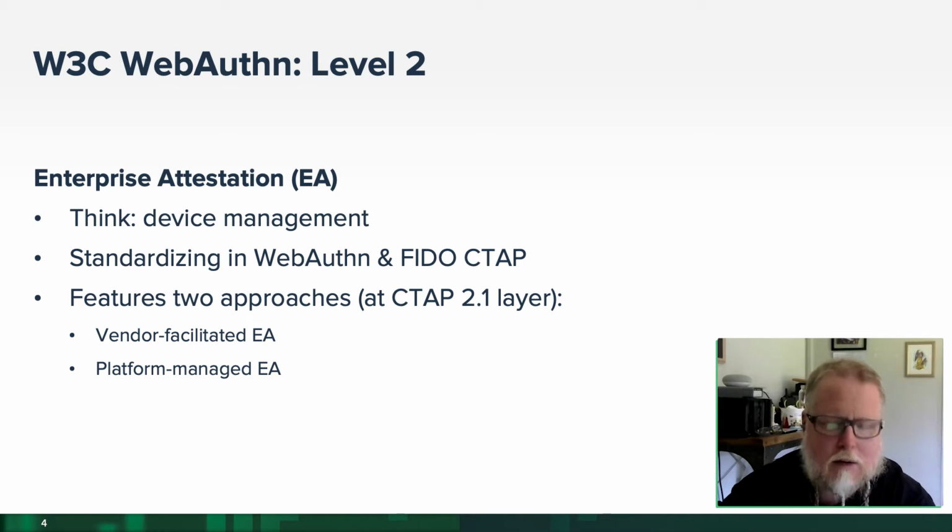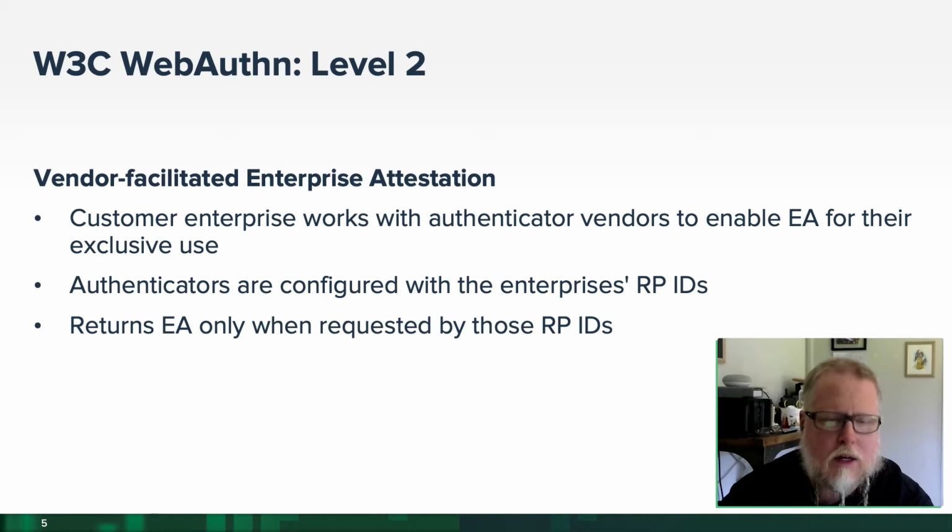The latest version of the FIDO2 transport spec is called CTAP 2.1. The first one was CTAP 2. So there are two basic ways that we're approaching it. One is vendor facilitated, and that's when the enterprise works with their authenticator provider, and the authenticator provider pre-configures the list of relying party IDs, which you can think of as the websites that you're running your SSO from, for people that are using single sign-on for all of your enterprise apps.